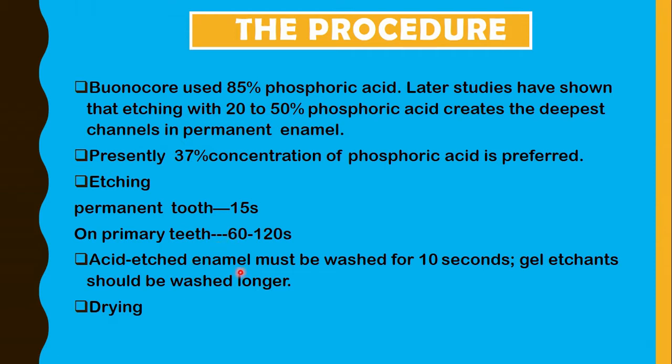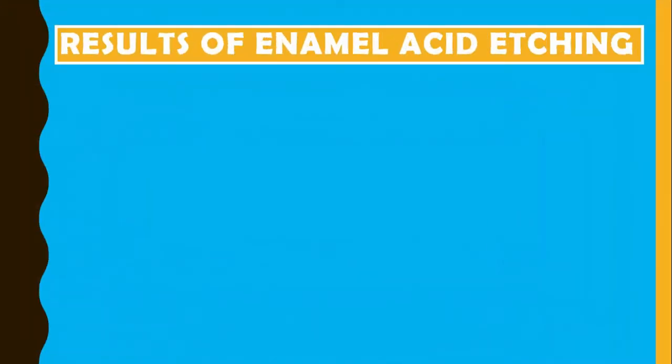So after acid etching, they must be washed for 10 seconds, and the gel etchant should be washed for a longer period of time as compared to the liquid one. So after that we have to dry it.